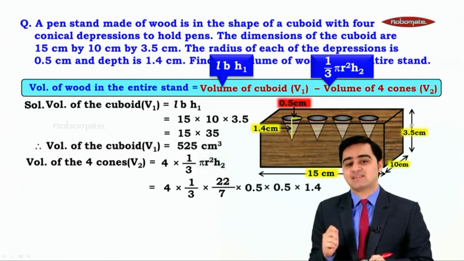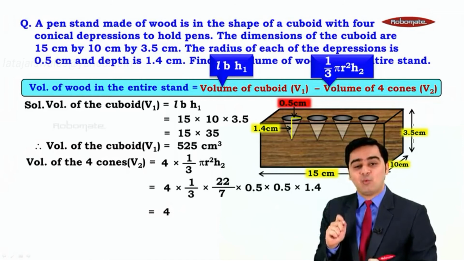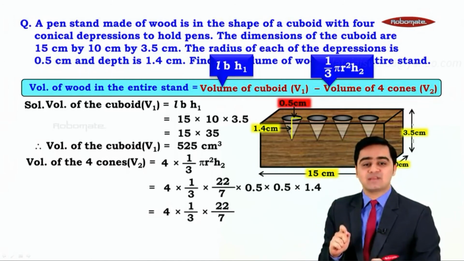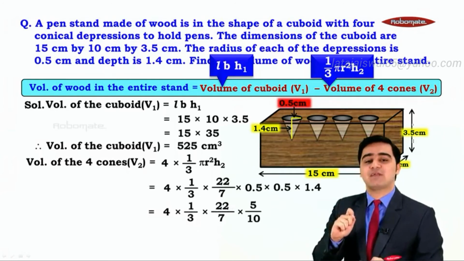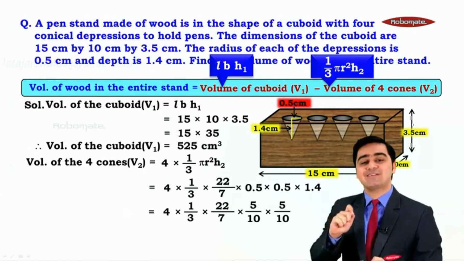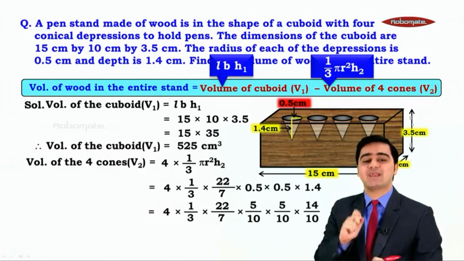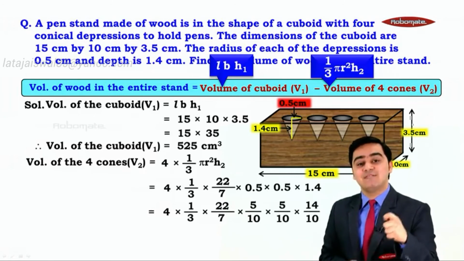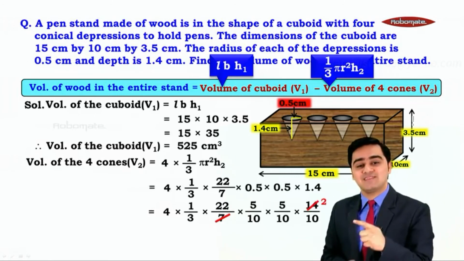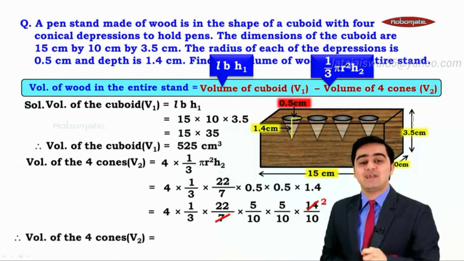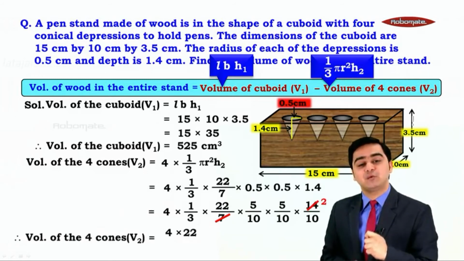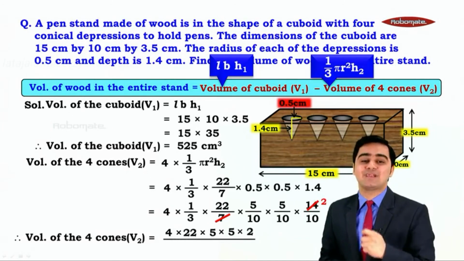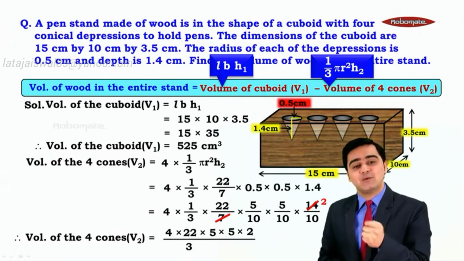Now, let's understand the next step. In place of 4, we'll write 4. In place of 1 by 3, we'll write 1 by 3. 22 by 7, we can write as 22 by 7. Now, 0.5, we can write as 5 by 10. Again, 0.5, we can write as 5 by 10. And 1.4, now we can write as 14 by 10. Now, let us understand the cancellations. We can cancel 7 and 14. 7 ones are 7, 7 twos are 14. So, we are left with 4 into 22 into 5 into 5 into 2 in the numerator, and in the denominator, we are left with 3 into 10 into 10 into 10.